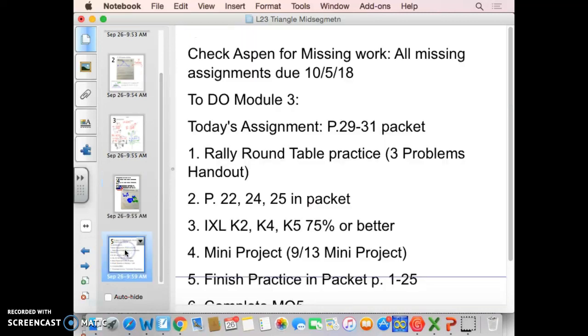Now, today's assignment, you want to make sure that you're checking Aspen for any missing work. All missing work is due 10/5/18. That's our hard deadline for this semester. If you're in a different semester, your deadline will be a little bit different.